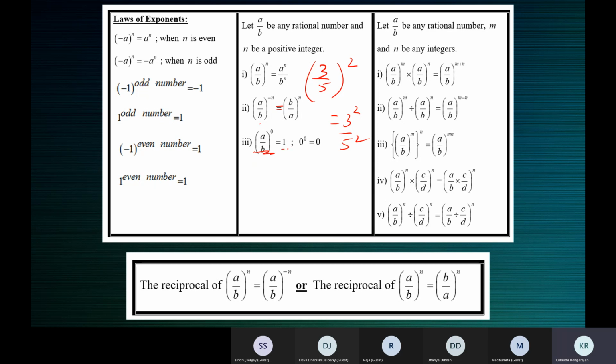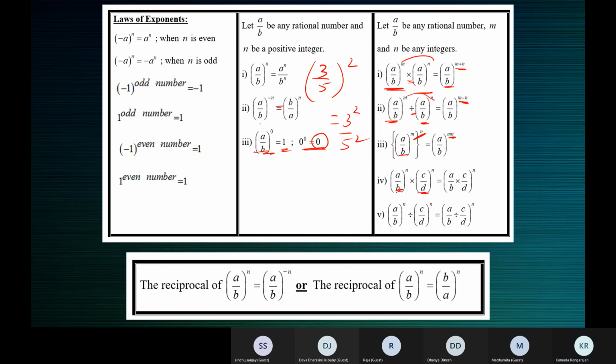Anything raised to the power 0 is 1, but 0 to the power 0 is not 1, it's 0. When the bases are the same and it's multiplication, add the powers. So write the base once and add the powers. When the bases are the same and it's division, subtract the powers: (a/b) to the power m minus n. When the base is raised to many powers, multiply the powers.